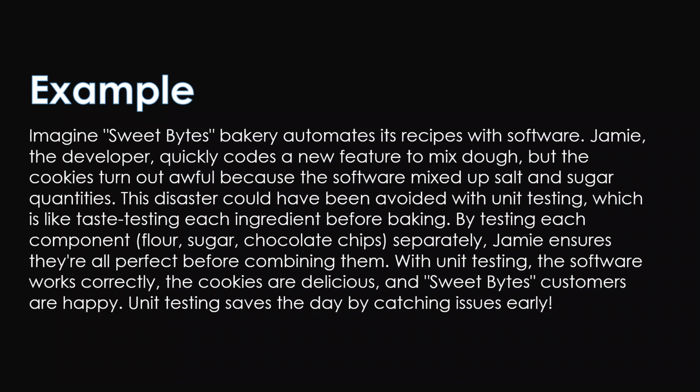This disaster could have been avoided with unit testing, which is like taste testing each ingredient before baking. So when your cookie is ready, you just taste it, or at least the raw material that you are using. By mixing all of it, you just taste it. That is how you do unit testing. By testing each component like flour, sugar, chocolate chips separately, Jamie ensures that they are all perfect before combining them.